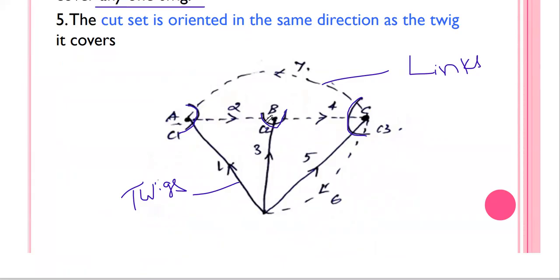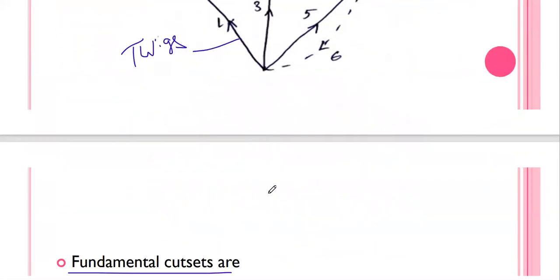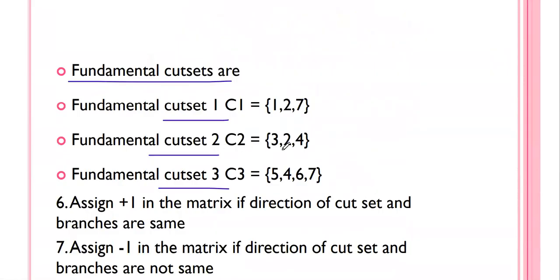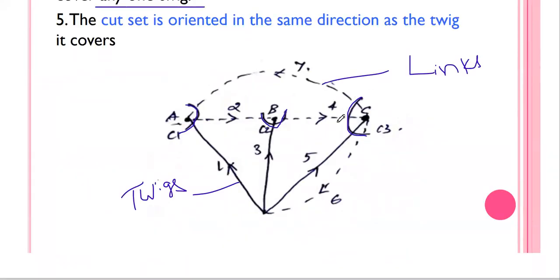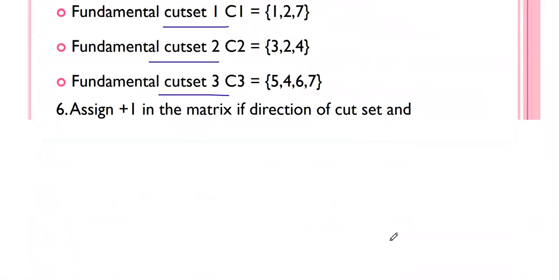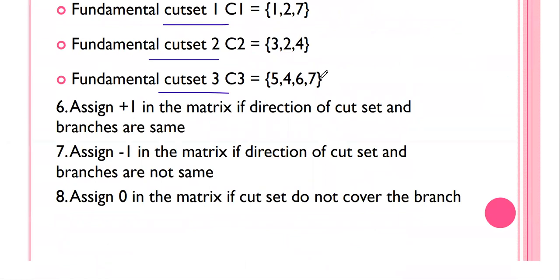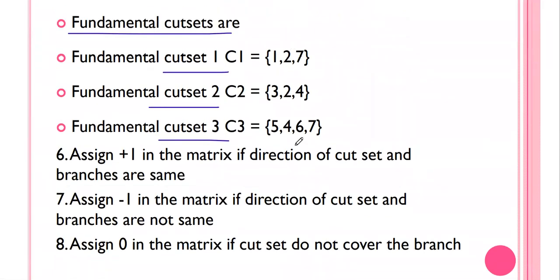Cut set 2 consists of the third branch, second branch and fourth branch. And cut set 3 contains the fifth branch, sixth branch, fourth branch and seventh branch, so 5, 4, 6, 7. So these are the three cut sets.